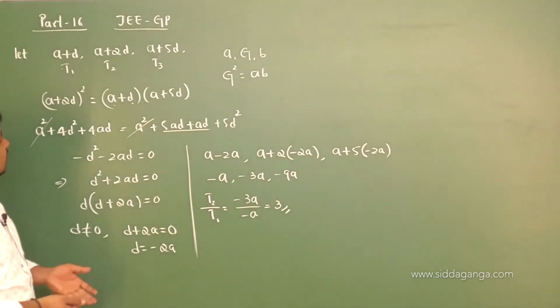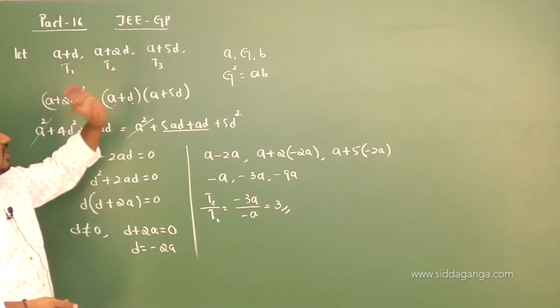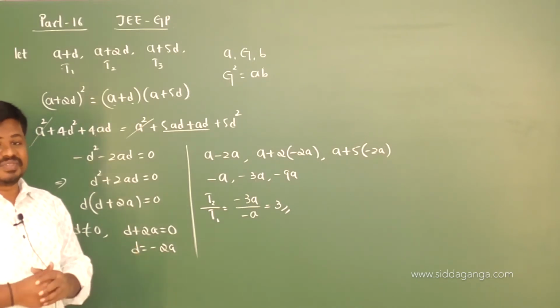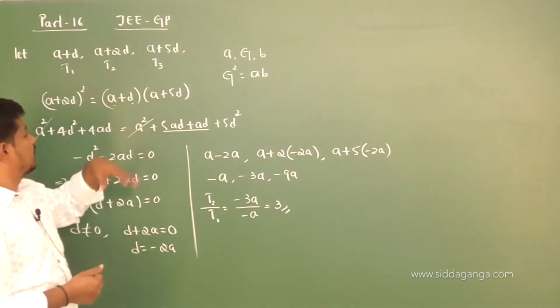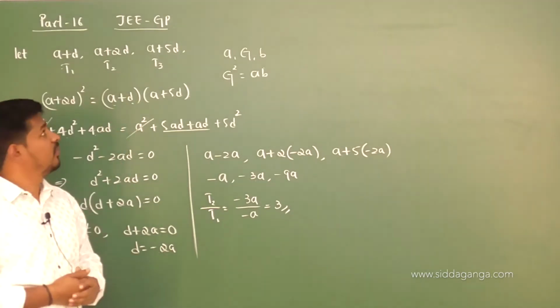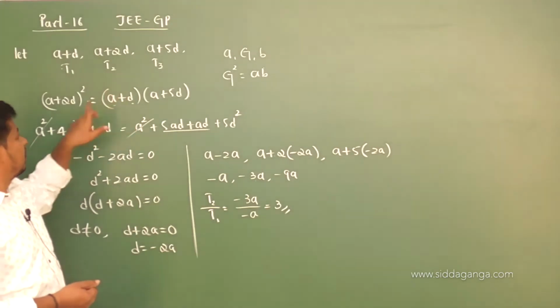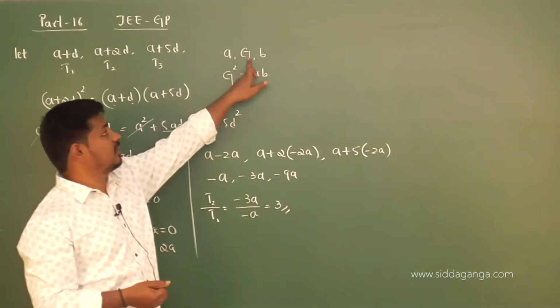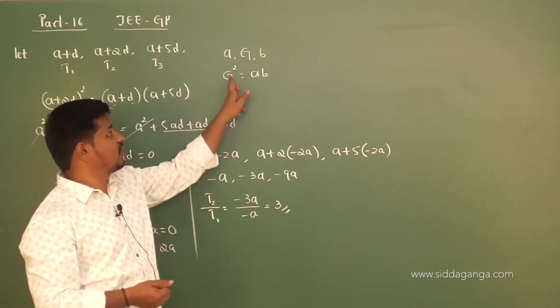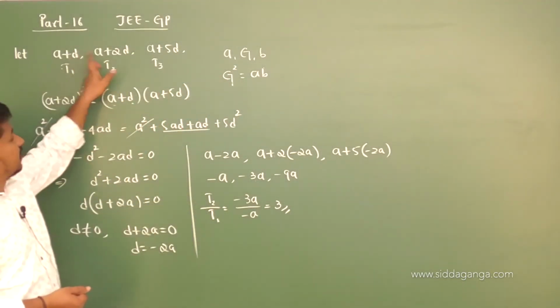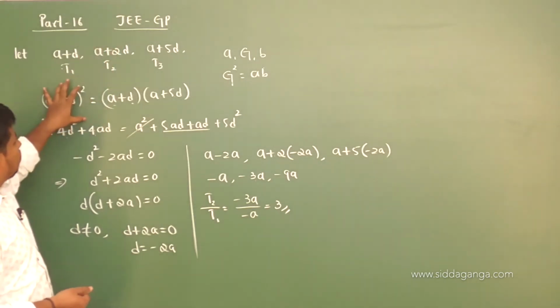So the question is like this: second, third, and sixth terms of an AP are the consecutive terms of a GP. You mean the successive terms of a GP. I am going to take T1, T2, T3 as the terms of a GP. Then this happens when these three are in GP. Then I can take G square is equal to A into B. So in the same way, this square is equal to this into this.